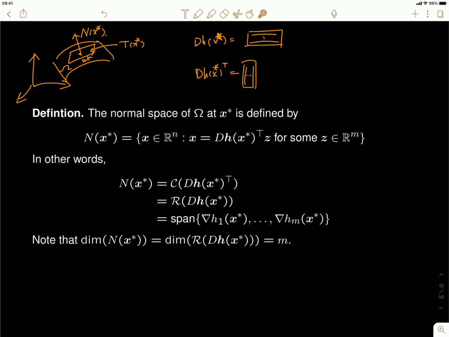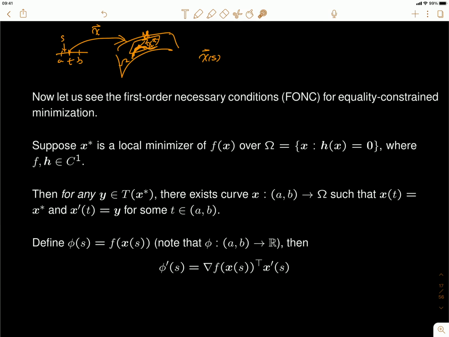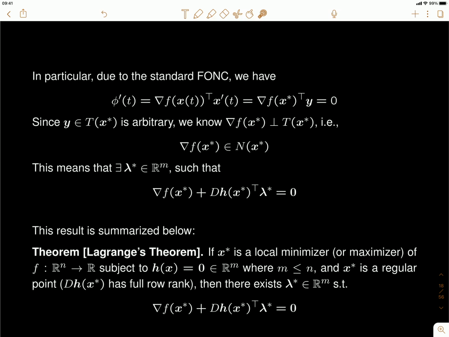For example, if it's the column space of this, so now I know that my gradient of f at x star is in here. It is in the normal space at x star, and that means it's in the column space of this. That means we can find some vector such that the gradient of f at x star can be written as a linear combination of the columns of this matrix. Let's say the linear combination coefficient is lambda star. We can find some lambda star or negative lambda star such that this one equals this times the negative lambda star. Or you move it to the left hand side, and this becomes equal to 0.